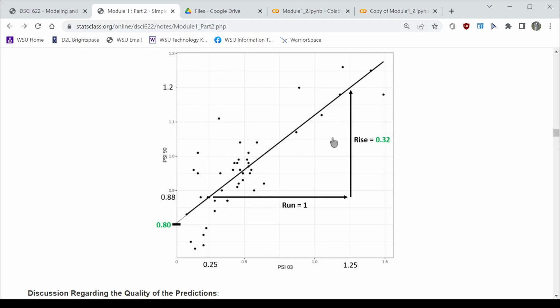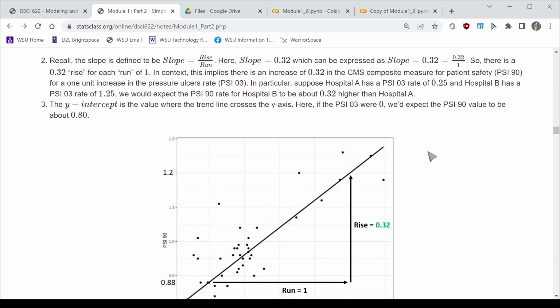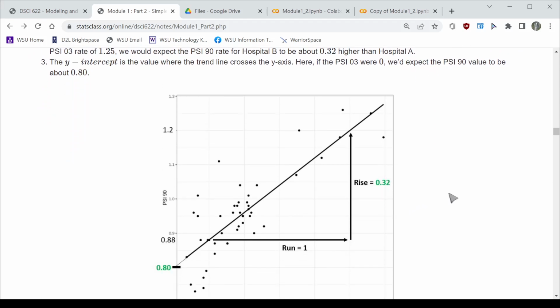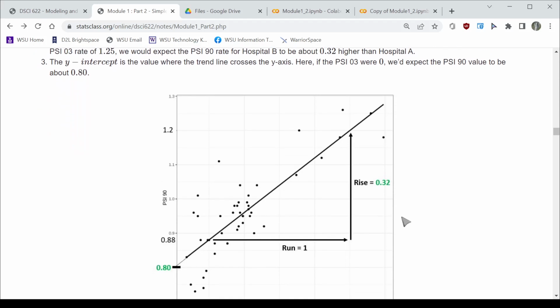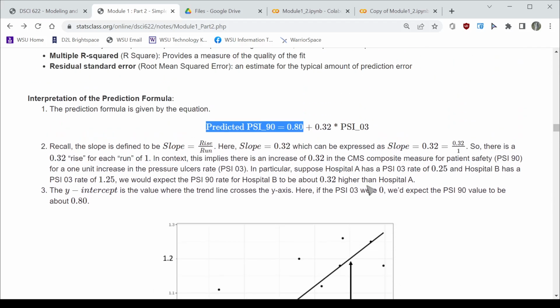On the other hand, the slope is always useful, because that tells me, well, what is the slope? The slope is simply the rise over the run. So if I run 1, I'm going to rise 0.32. That's what the slope is of this equation.